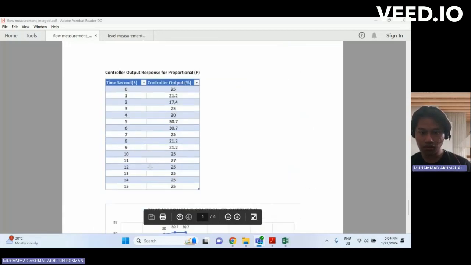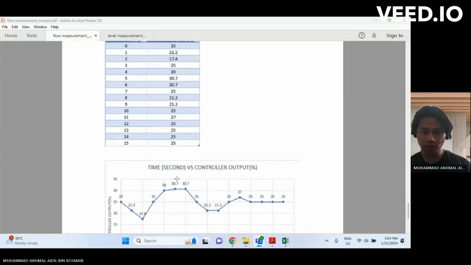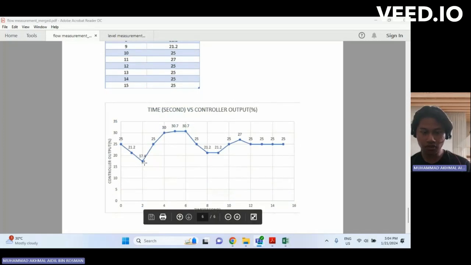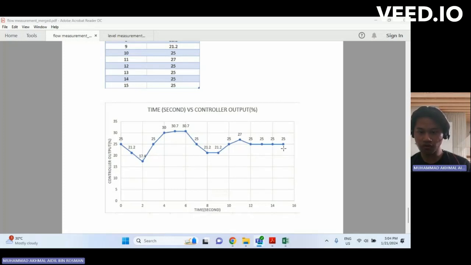And this is our table with the time in seconds 0 until 15, and the control output values. And this is our graph starting at 0 with 25% until 15 seconds with the control output 25%.